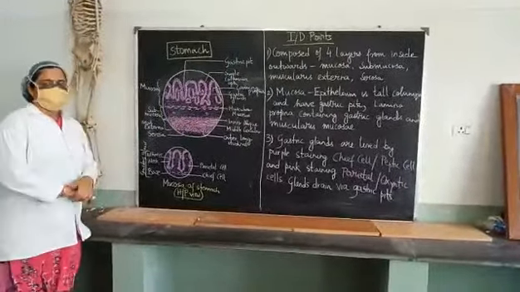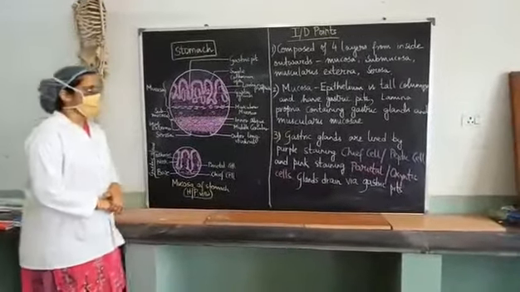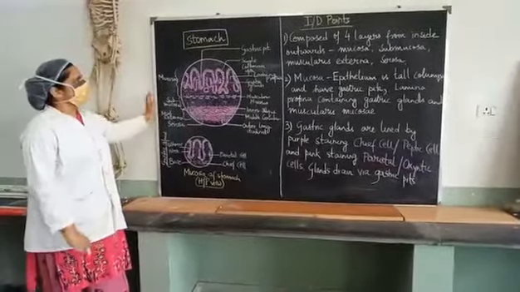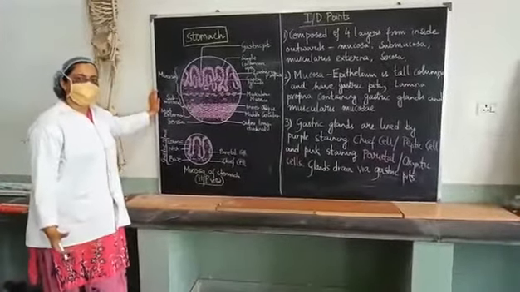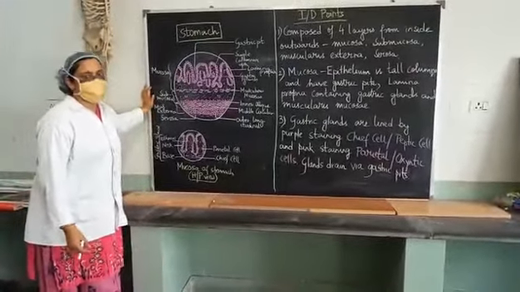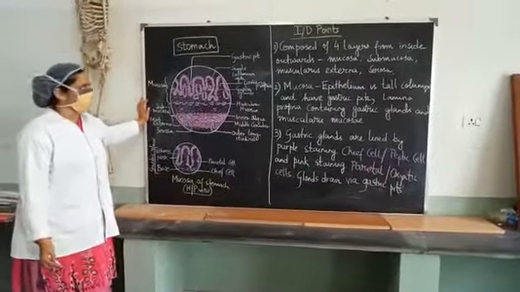Now, the stomach is a part of the gastrointestinal tract. Food, after entering the esophagus, enters into the stomach and the process of digestion starts. It is converted into an acidic content that is known as chyme, C-H-Y-M-E.